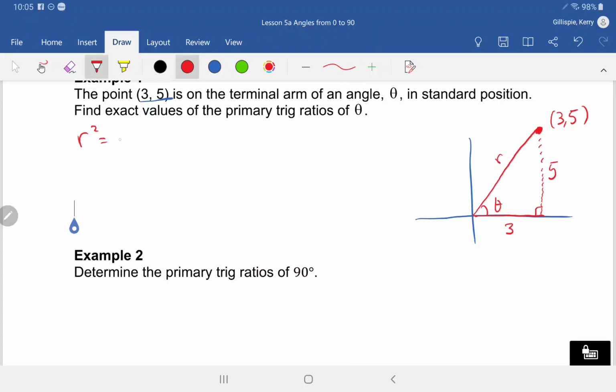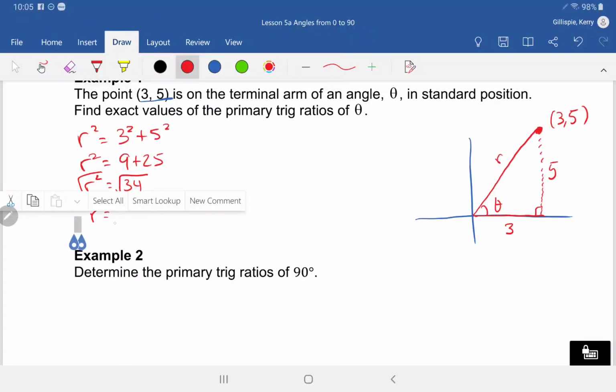Just a little Pythagorean theorem. So r squared equals 3 squared plus 5 squared. That's 9 plus 25, which is 34. Then we can take the square root of both sides to get the radius is the root of 34. Keep things in roots, just like we've talked about at the beginning of the course. So root 34 is a sufficient answer.